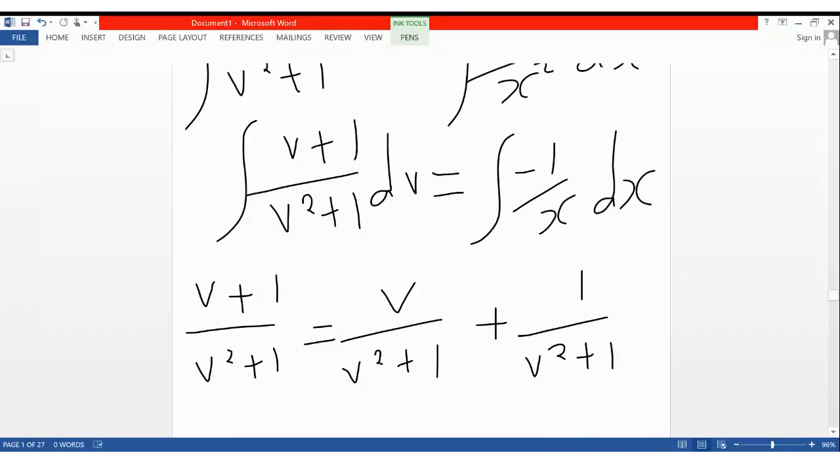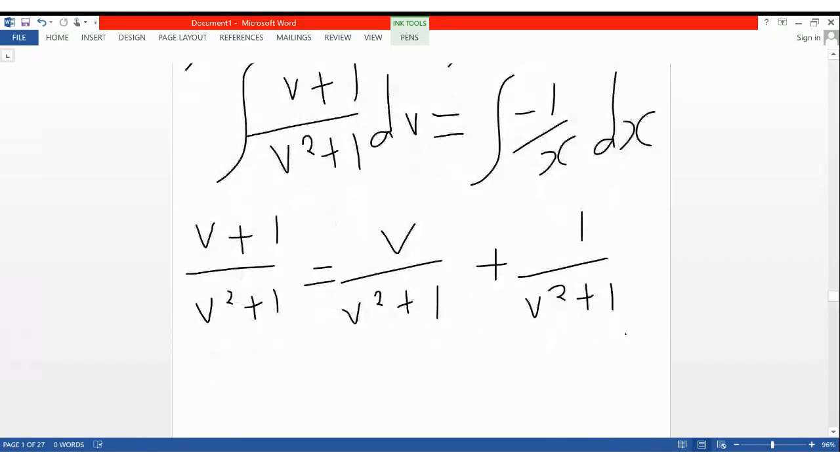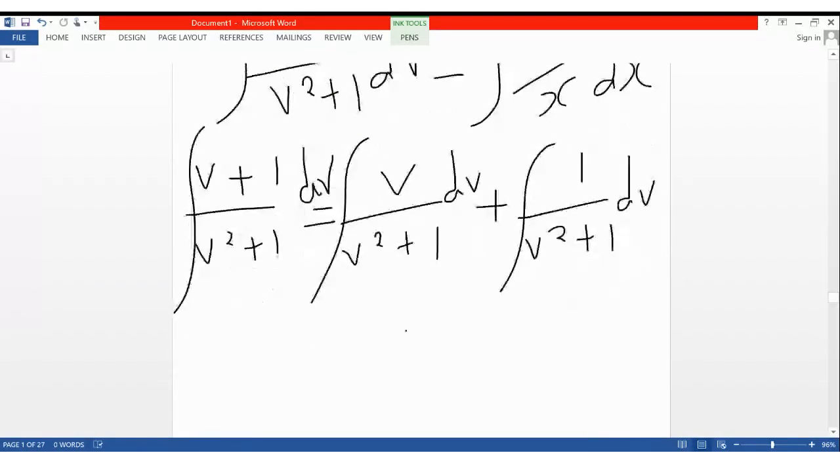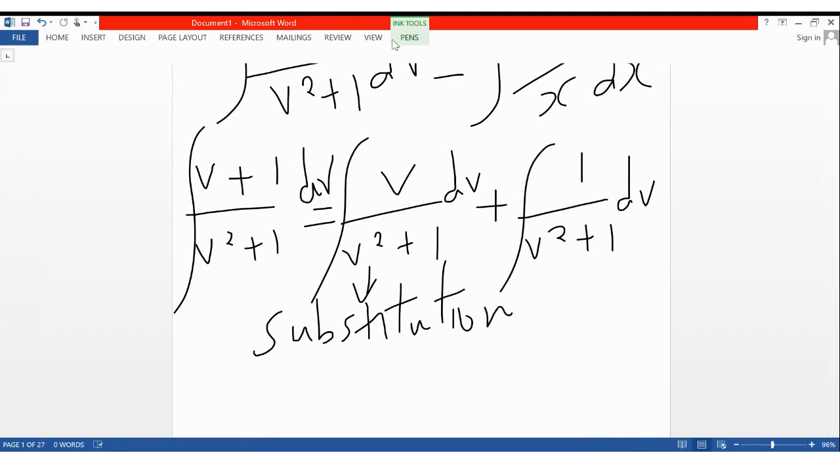So you integrate this one, integrate that one. Integrating in terms of what? In terms of dv. So I was able to distribute the denominator. I have v plus 1, so you can see I have separated the v and the 1. So the first term here, we can use substitution. That one substitution will be able to work for this term here, because when you differentiate v squared, you'll get 2v. So it will work.